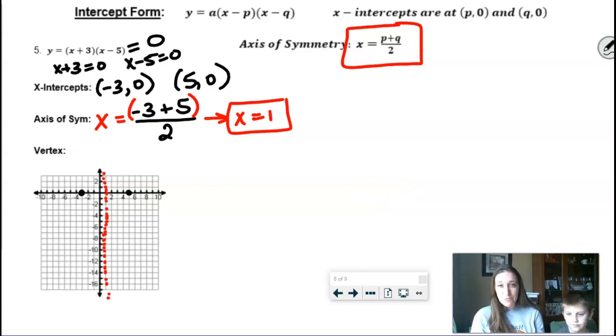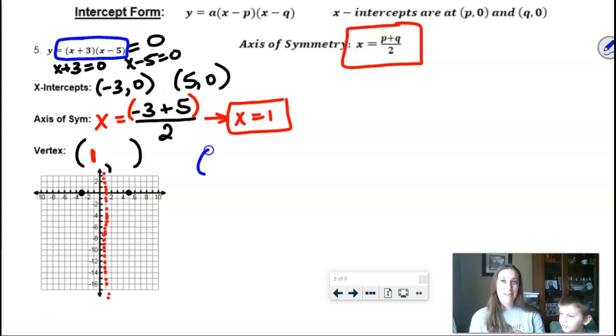All right, let's see. So we know now, because of the axis of symmetry, that the vertex has an x value of that same number. So I know the vertex has an x equals 1. And to find the y value, again, I could grab my calculator, but it really wouldn't be that hard to plug in x equals 1 into my formula from the beginning. You need your calculator? Not today.